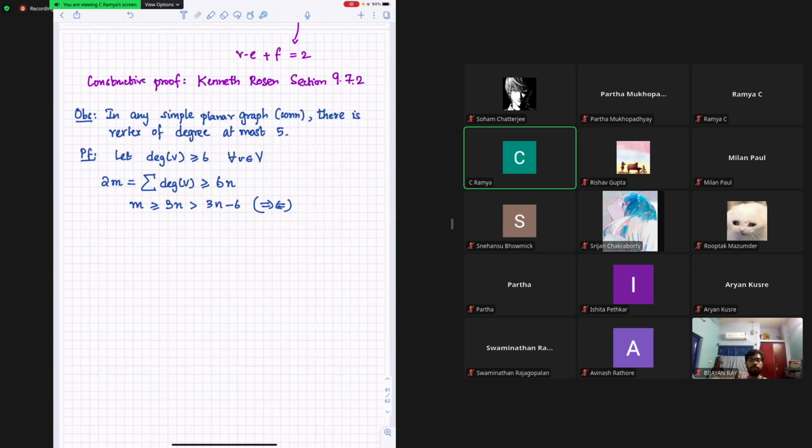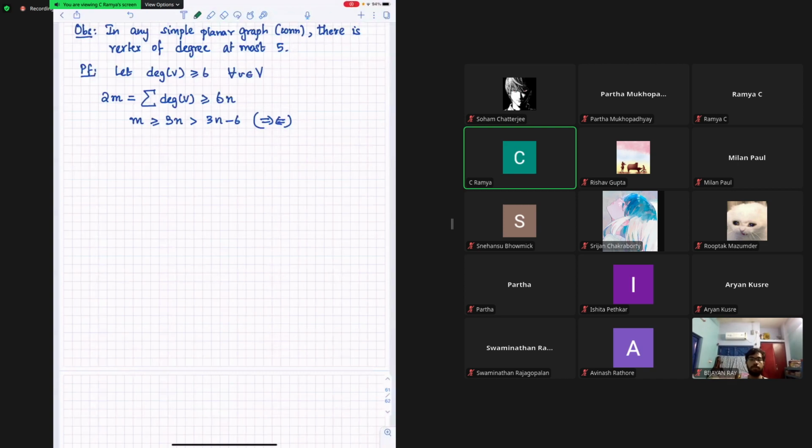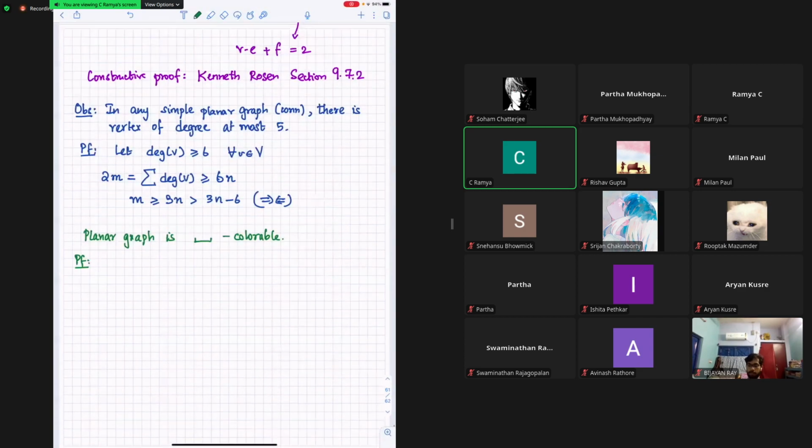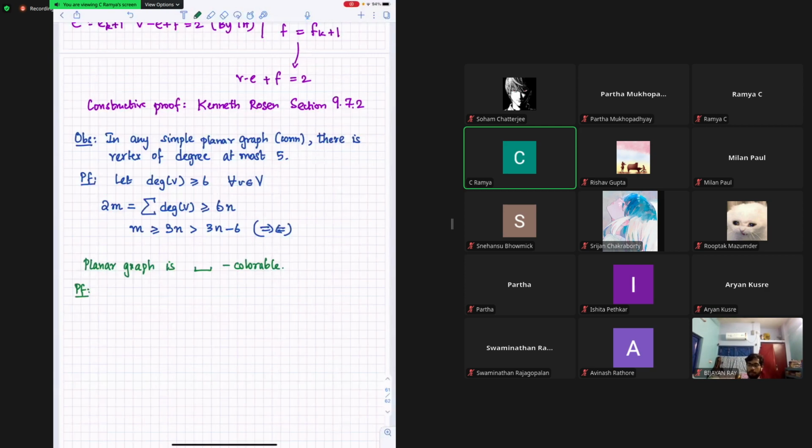So here is an interesting application of this. Consider any planar graph. What can you say about the chromatic number of any planar graph? Is there any guess? The coloring. So what I want you to say is you are given a planar graph, and you want to color the vertices such that no two adjacent vertices get the same color. And how many colors are needed? The hint is use this.